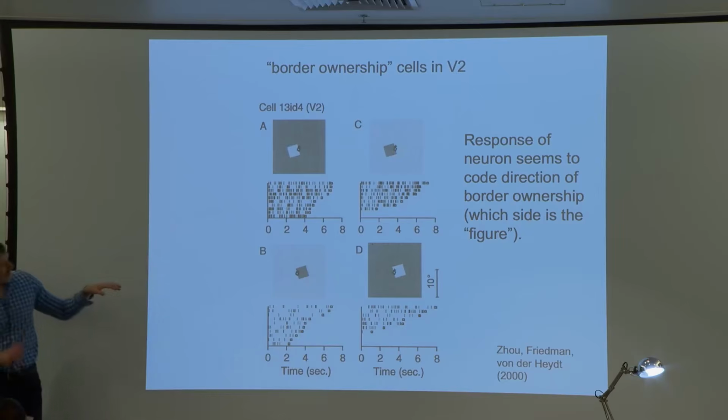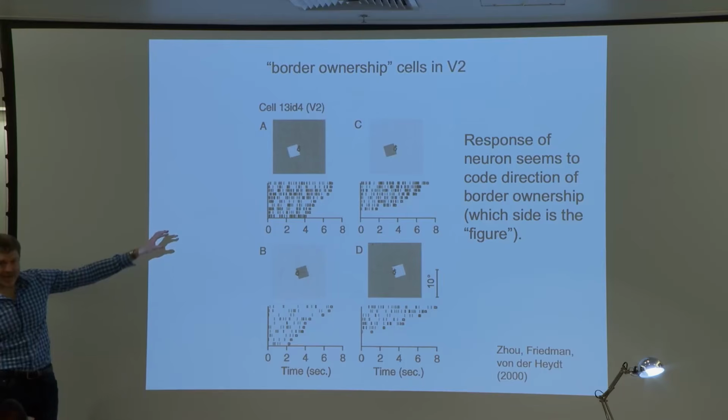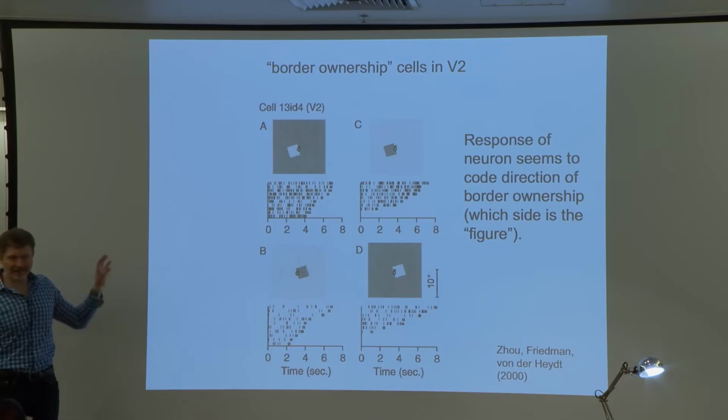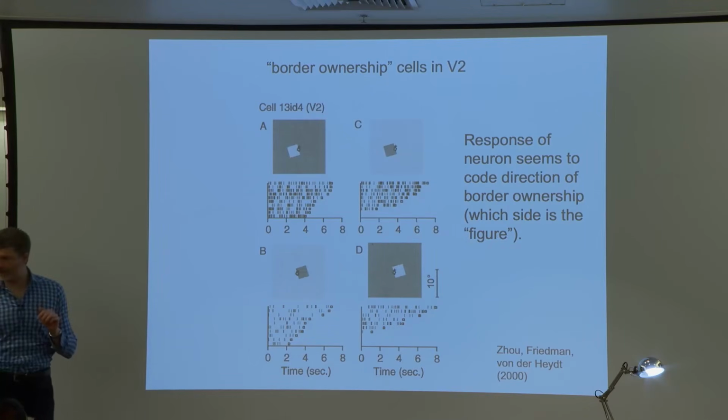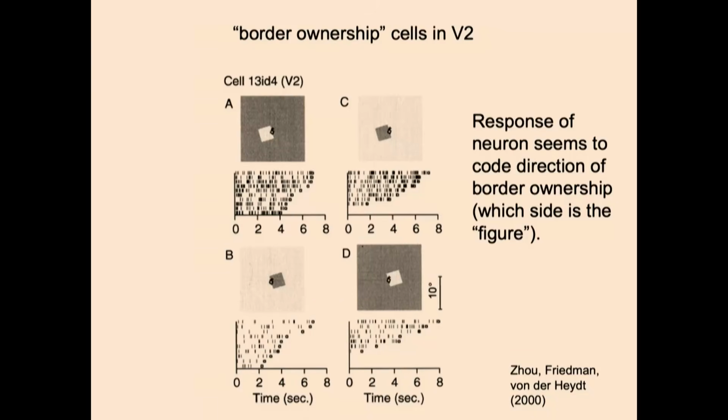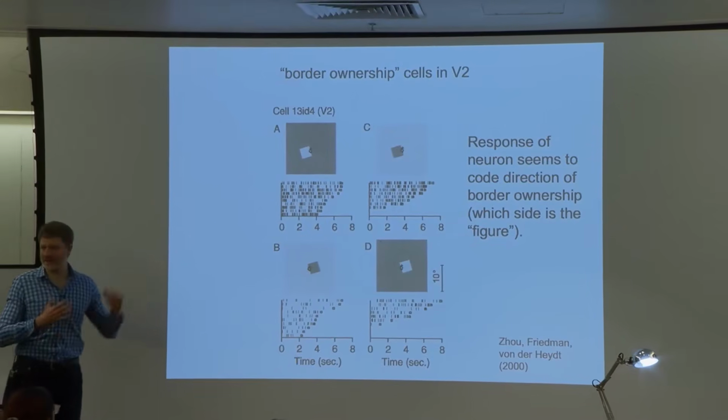What you see from this is that this neuron is giving a big response whenever the figure is on the left side of the contour, so when the left side owns the contour. And it gives a small response whenever the figure is on the other side. So this seems to be coding the direction of border ownership. It's a representation of which side of the contour is the figure. This doesn't tell us how the neuron figures out which side is figure and which is the other. It just says that this is evidence that that quantity is being represented.